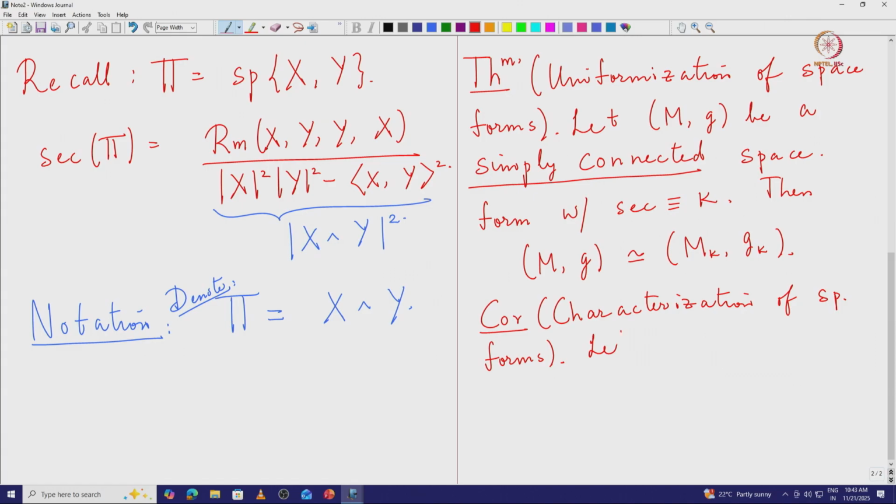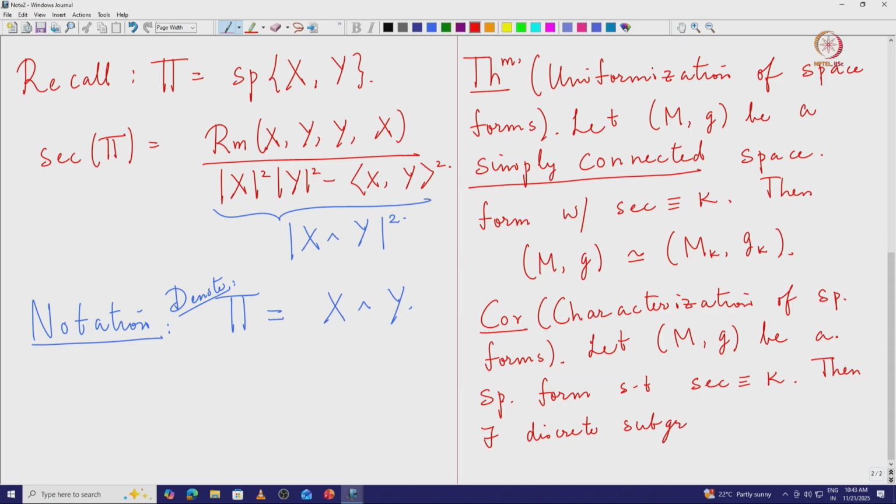So let (M, g) be a space form such that the sectional curvature is identically kappa, then there exists a discrete subgroup Gamma in the isometry group of the model space.